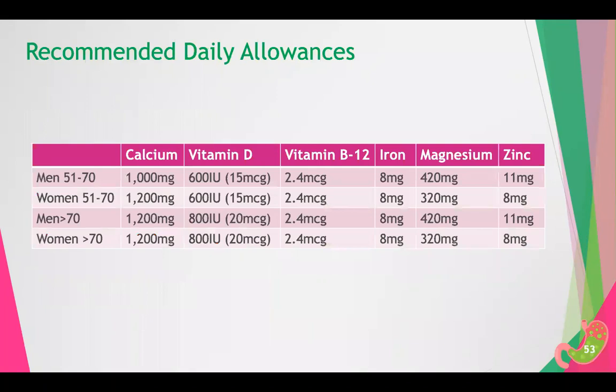But these are just the recommended daily allowances for these vitamins and nutrients. And it is similar to the chart that was in your chapter 11, but it has been updated because the chart in chapter 11 was a little bit out of date. So it did not have the updated recommended daily allowances for these vitamins and nutrients.